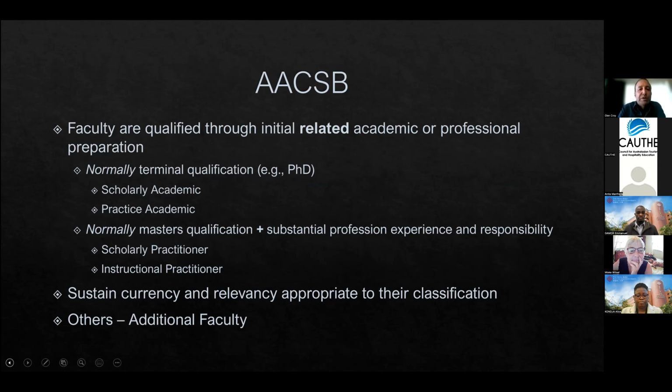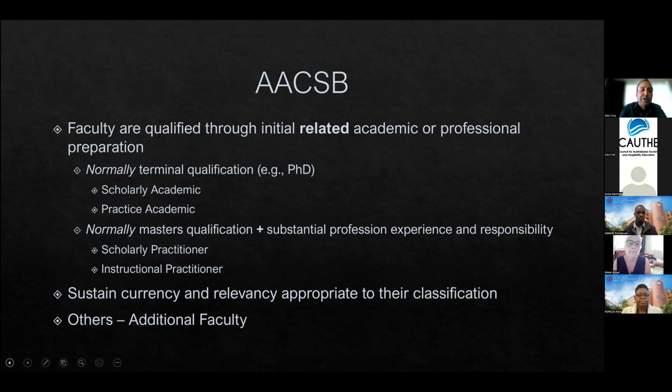So what are faculty? The faculty within the AACSB are divided into 4 categories, and these are normally determined by a terminal qualification, i.e. a PhD or equivalent. These would be termed scholarly academics or practice academics. I want to touch on scholarly a bit later, and the distinction between what AACSB means by scholarly versus what the TEXA standards talk about in regards to scholarship versus research.